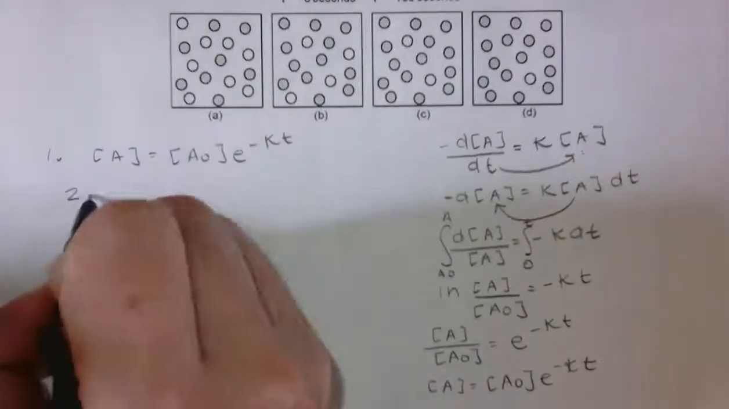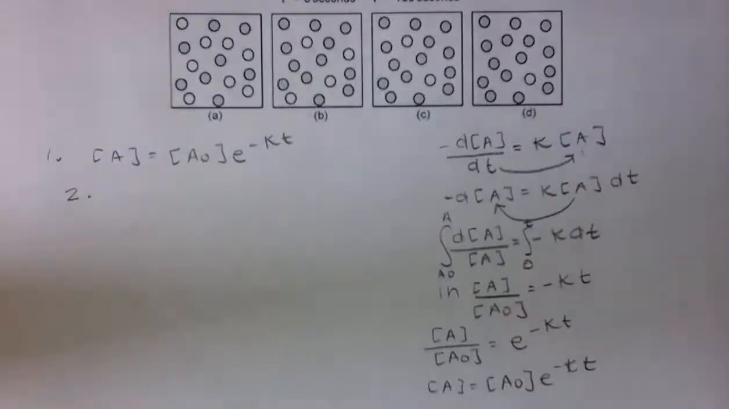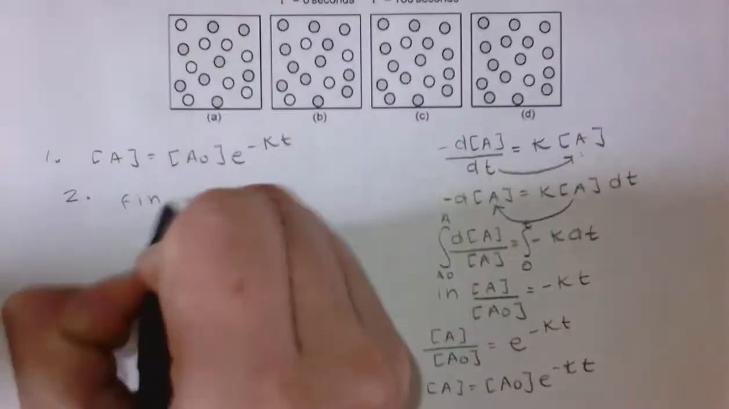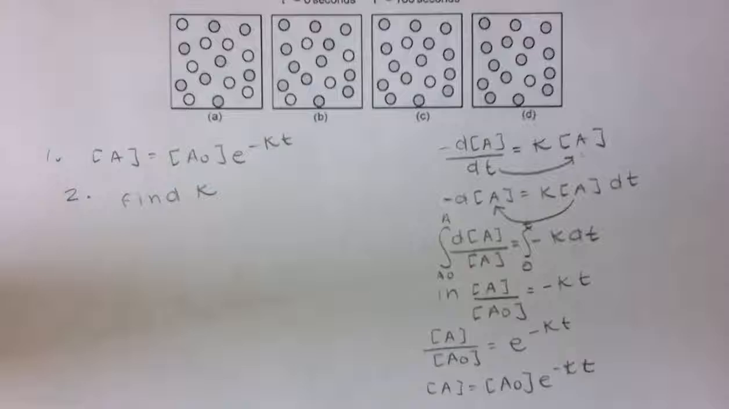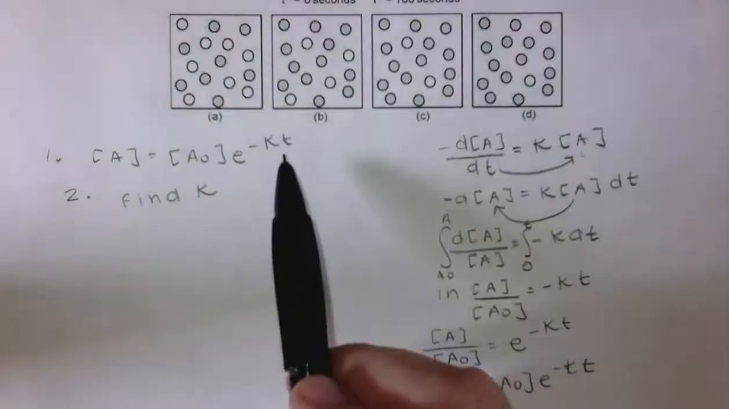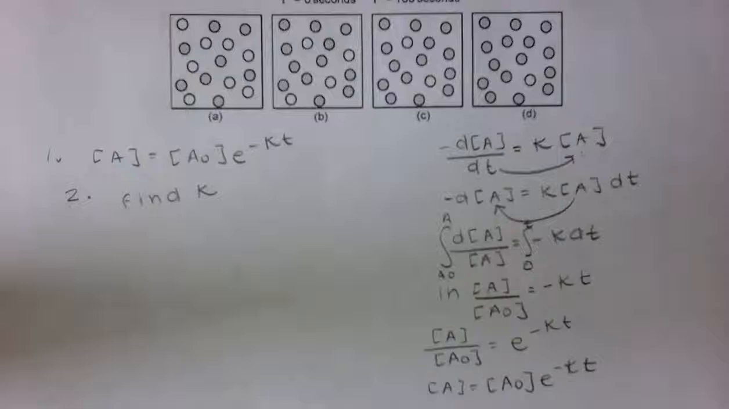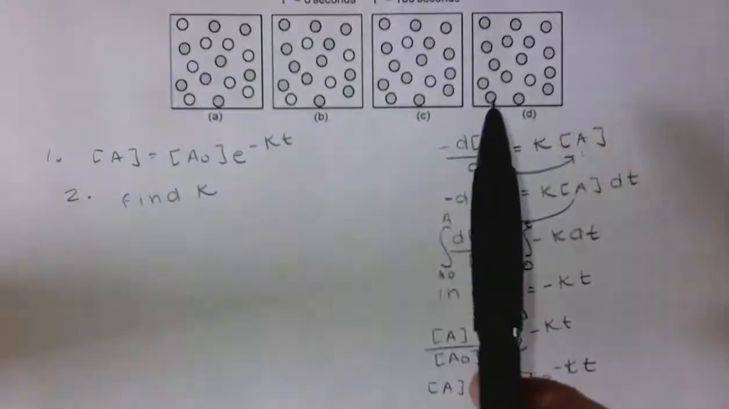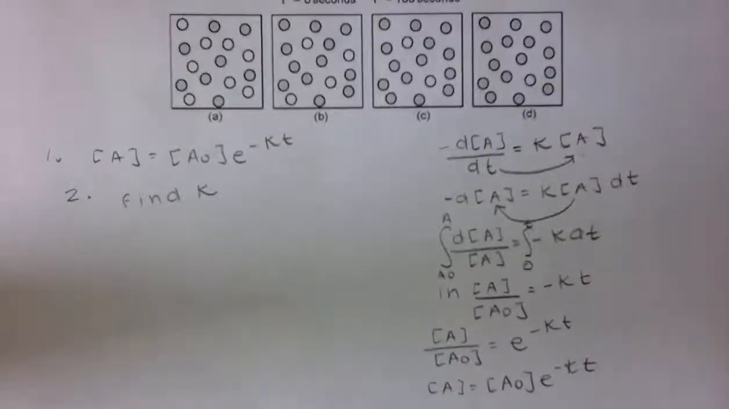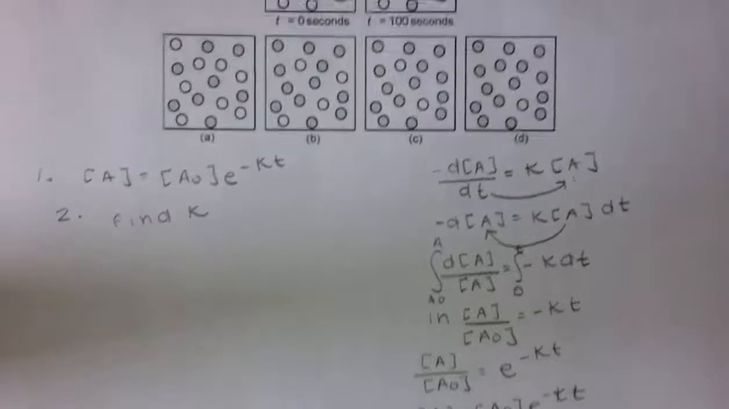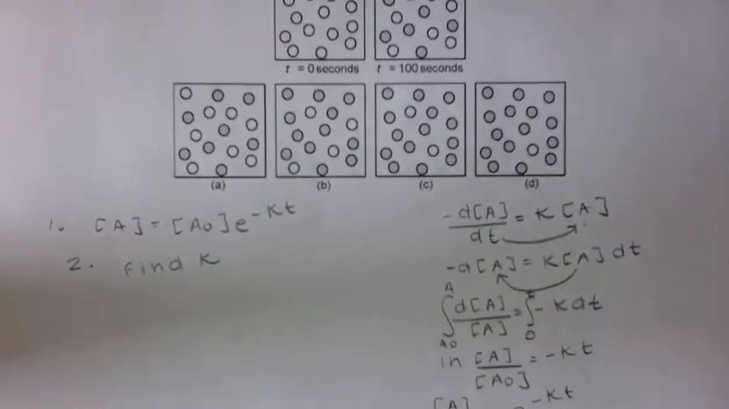So the second thing that I'm going to do is find k, because we need to know that to figure out the final concentration of A at 400 seconds, which is going to tell us which picture corresponds to the number of remaining molecules. So to find k, I'm actually going to use the first two pictures that we were given at t equals 0 seconds and t equals 100 seconds.